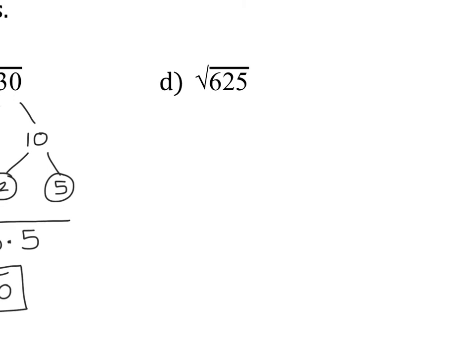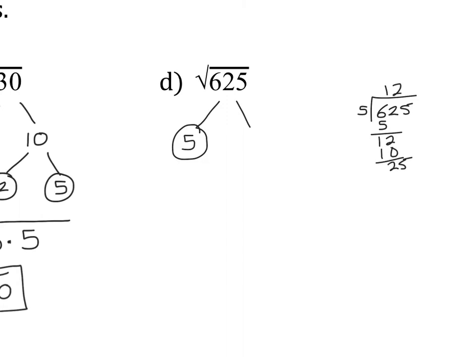So let's start factoring. This number is a little bit larger, but any number that ends in a 5 will always be divisible by 5. So we can do a little long division on the side. 5 goes into 6 one time. 5 goes into 12 2 times. And 5 goes into 25 5 times. So 5 times 125. Again, we have a number that ends in 5, so I'm going to divide by 5 again.